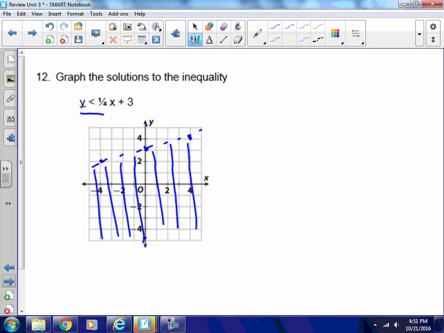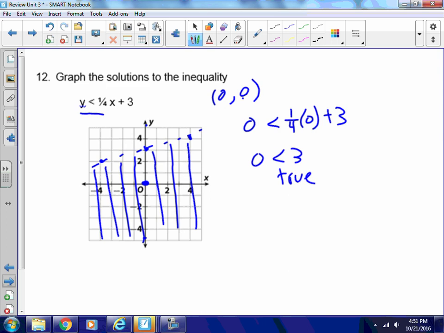If I wanted to double check, I think that 0, 0 should be a solution. Let's go plug in the ordered pair 0, 0 into the equation. When y is 0, we've got y is less than 1/4 times 0 plus 3. Well, 1/4 times 0 is 0, so we've got 0 is less than 3. This is true. So we shade the side that includes 0, 0, which is the side that we just shaded.